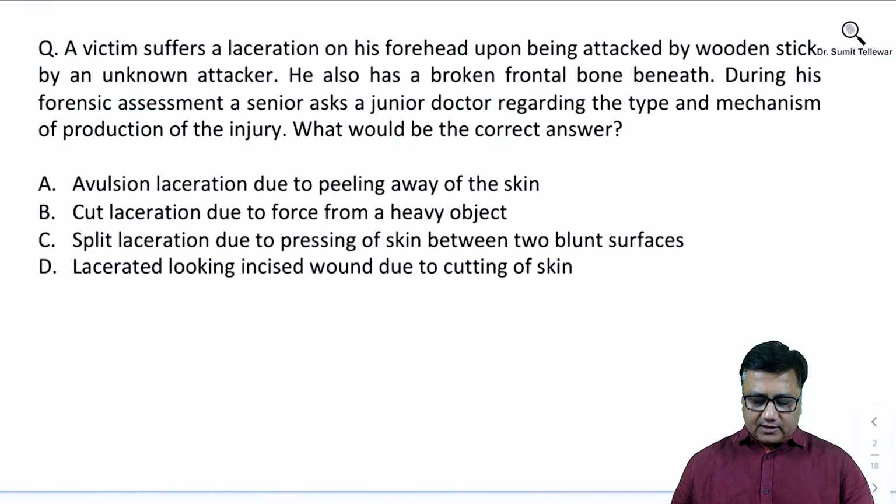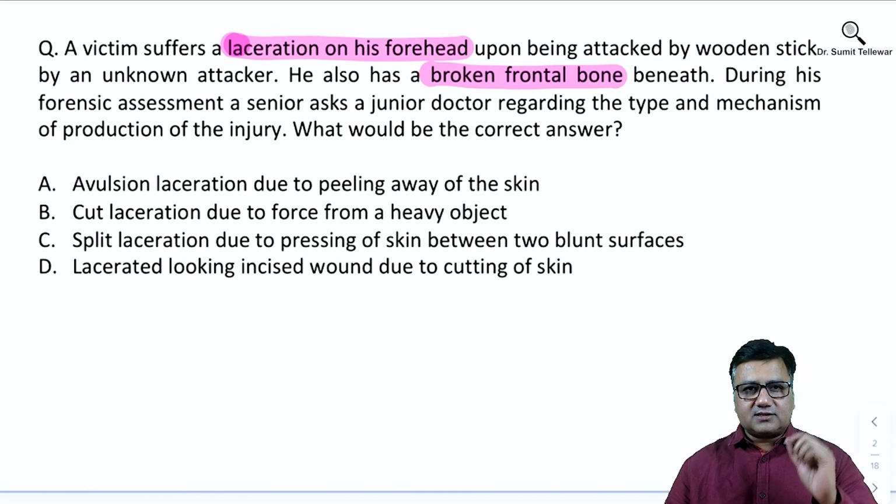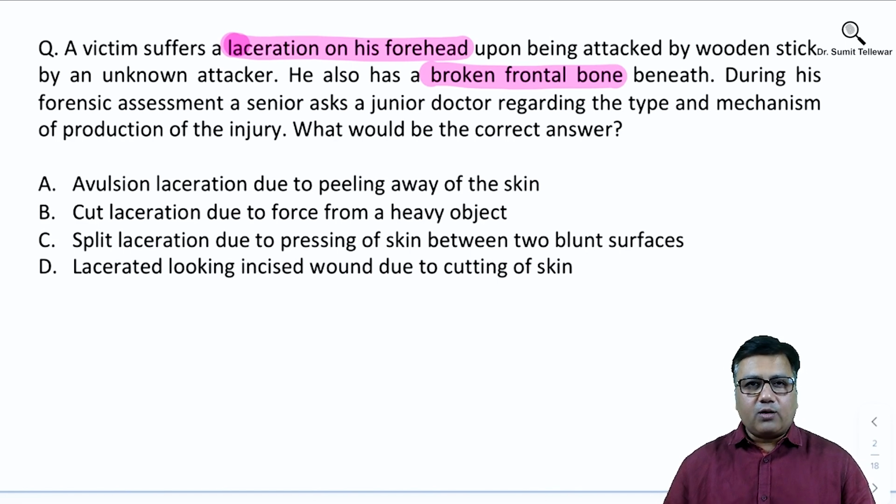So the question is, a victim suffers a laceration on his forehead upon being attacked by a wooden stick by an unknown attacker. He also has a broken frontal bone beneath. So, what do we have? We have attack leading to laceration on the forehead and a broken frontal bone, right? During his forensic assessment, a senior asks a junior doctor regarding the type and mechanism of production of the injury. What would be the correct answer?